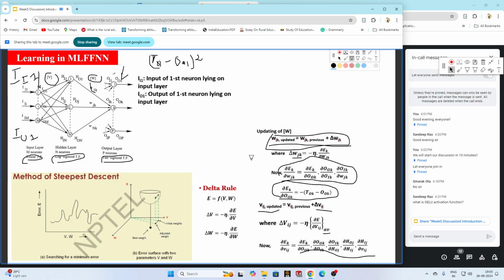Okay, you see this. Your updated weight will be equal to your previous weight plus the change in weight. We have the previous weight, so to get the updated weight we only have to calculate this change in weight. The change in weight is calculated as minus eta, where eta is your learning rate, into del E with respect to del W J K. Because here we are updating the weights of J K, that is why J K. E K is your error only, so this is your error with respect to this weight. Once you calculate this, you put it over here and you will get your updated weight.